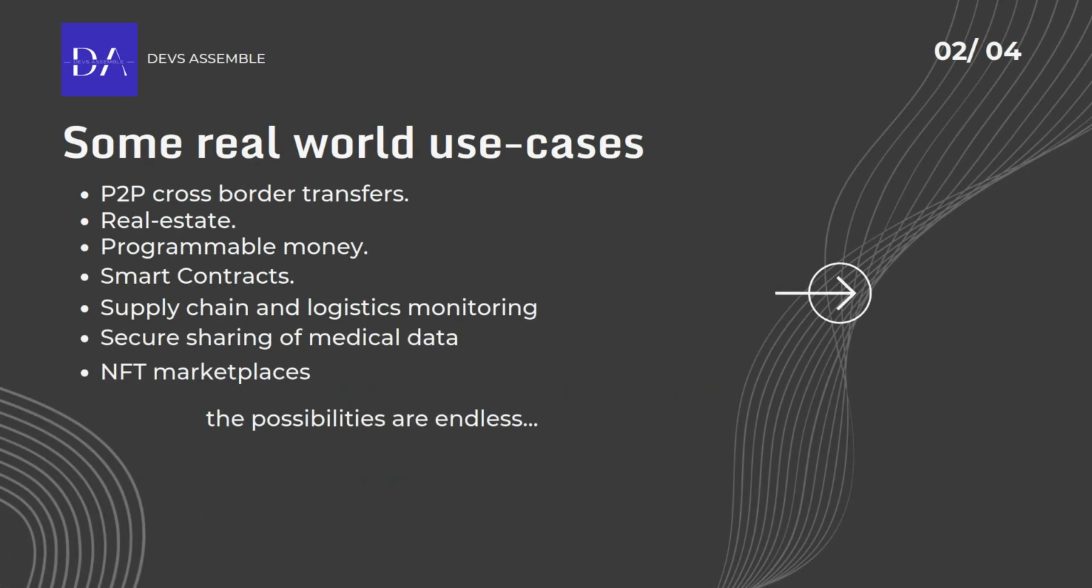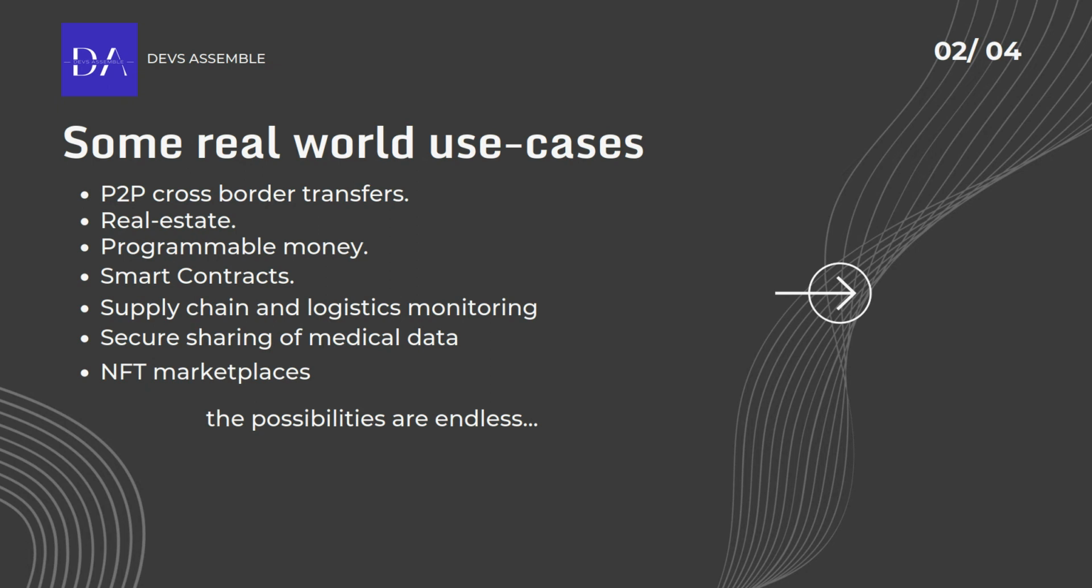Let's take a look at a couple of real world examples. So the first one is P2P cross border transfers. We have already discussed the use of blockchain to exchange digital currency without a bank. It makes very much sense when we want to transfer money to someone in another country. Traditionally, the whole transaction will take a couple of days to finally credit the amount in the other person's account, but in the case of blockchain, this could be done in seconds.